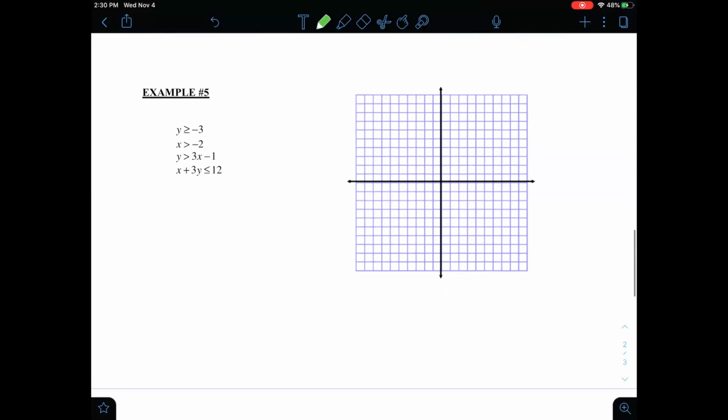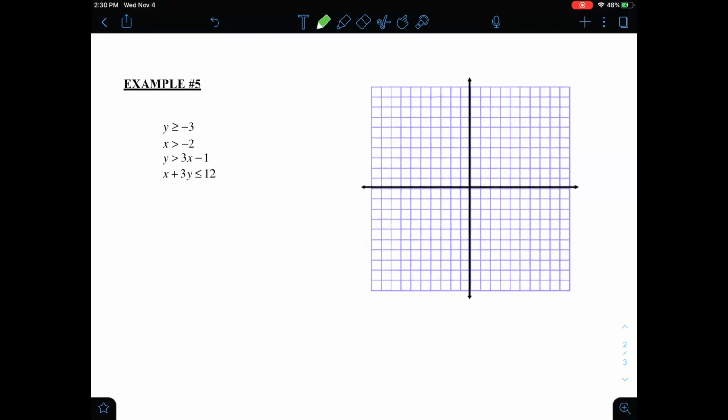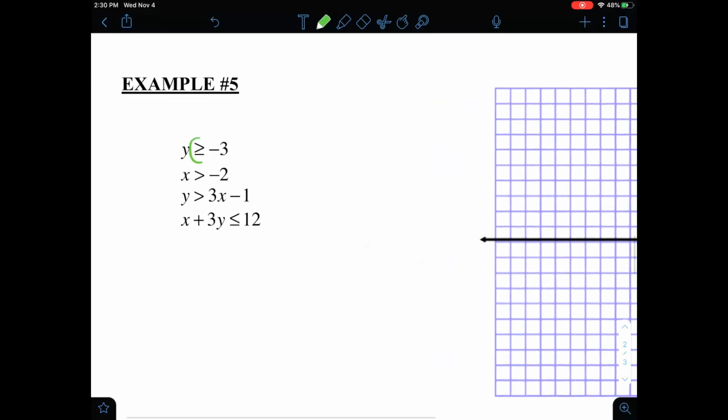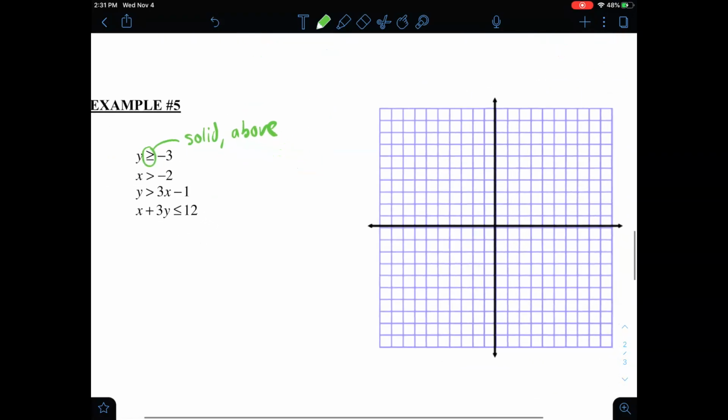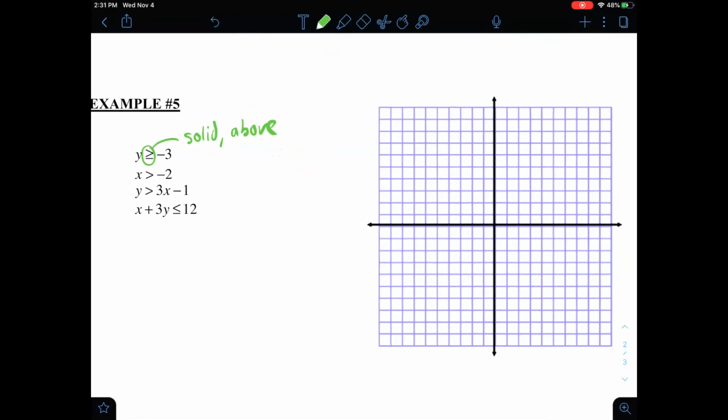All right, so first thing we have is y is greater than or equal to negative 3. Is that a solid or a dashed line if it's equal to? It's a solid line, and is it above or below if it's greater than? It's above. So y equals a number is a horizontal line.